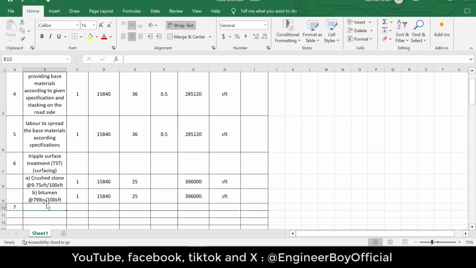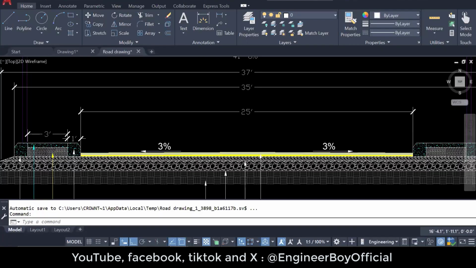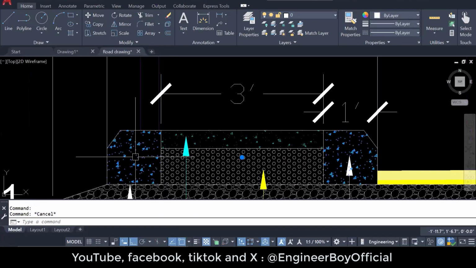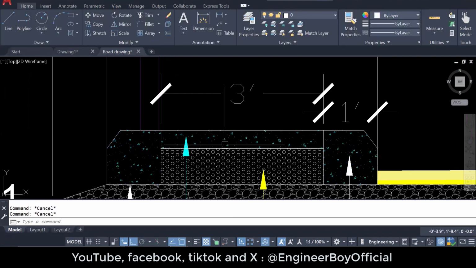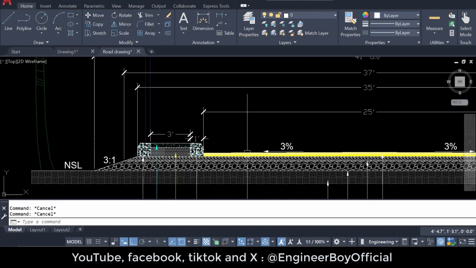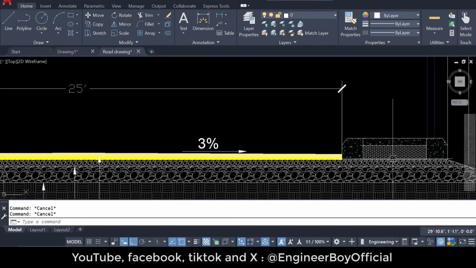Okay, next, number 7. Number 7, we have actually kerbstone. And kerbstone, let me just show you if you can see it. As you can see, we have these kerbstone. One is this one and one is this one, okay? It means on both sides of the footpath, okay? Or you can say there are 4 kerbstone, okay? On both sides of the same road.